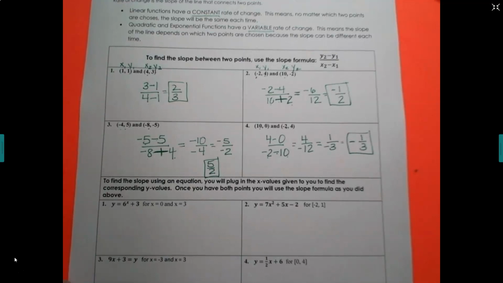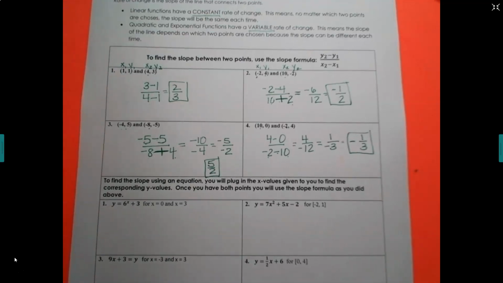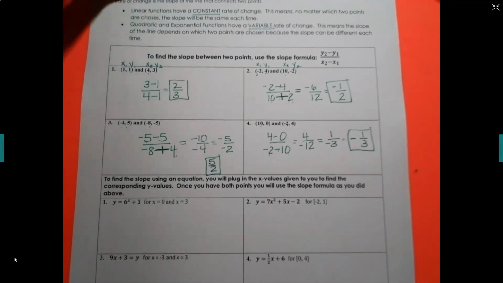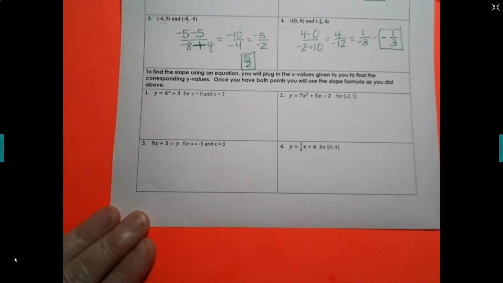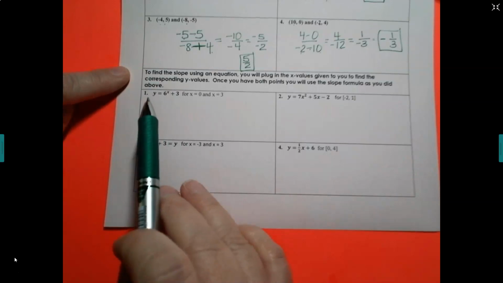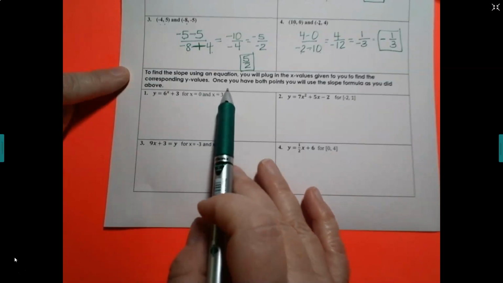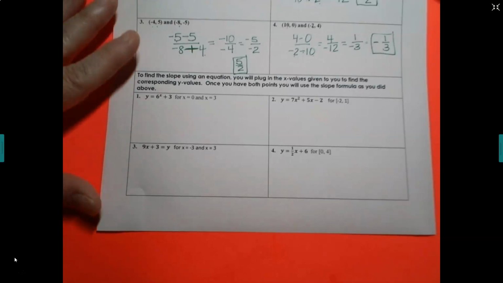All right. So often you're not going to be given just 2 points and asked to calculate the slope. It's going to be in some sort of other context. So today we're focusing on what if you're given a formula. To find the slope using an equation, you will plug in the x values given to you to find the corresponding y values. Once you have both points, you will use the slope formula as you did above. So the first one we're going to do by hand, but I highly recommend you stop and grab your calculator because I'm going to show you how to do this in the calculator. It's going to be a lot easier for you.